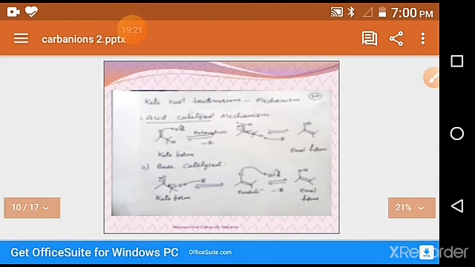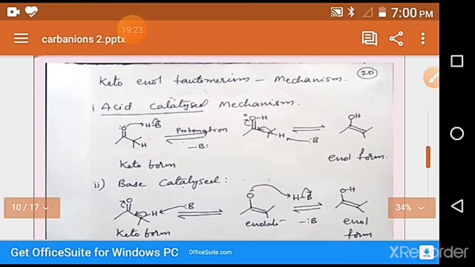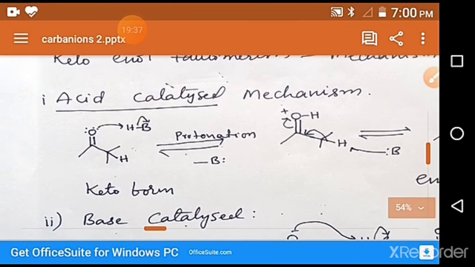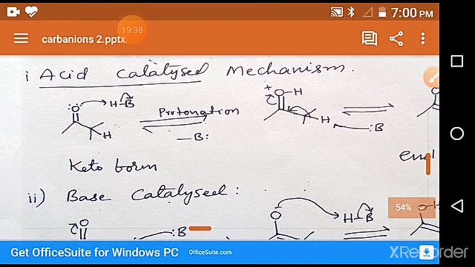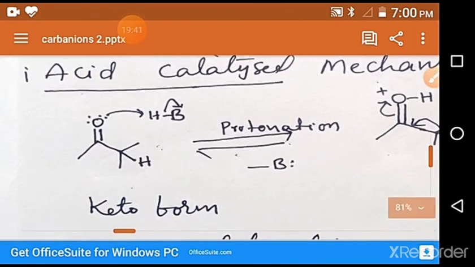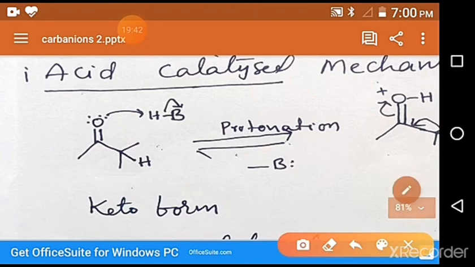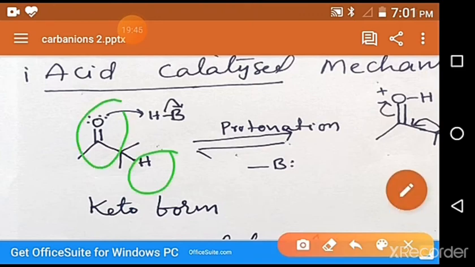Okay. Then keto-enol, what is the tautomerization? How is one tautomer connected to the other tautomer? What is the mechanism? In carbonyl compounds, it is catalyzed by both acid and base. First, we'll discuss the acid catalyzed mechanism. This is a carbonyl compound containing an alpha hydrogen. So this is the alpha hydrogen, and it is a carbonyl group. What happens? First, in the presence of acid, this group undergoes protonation.